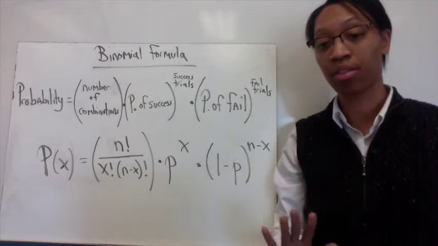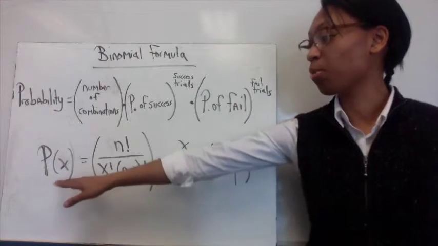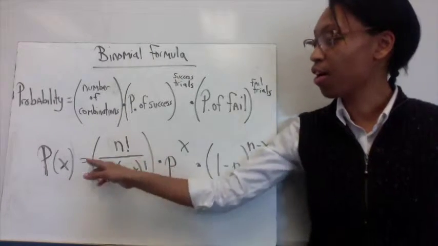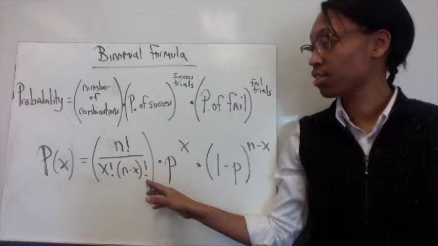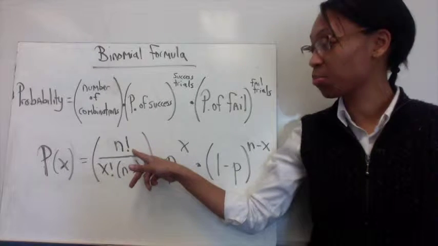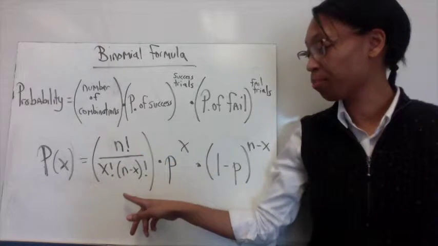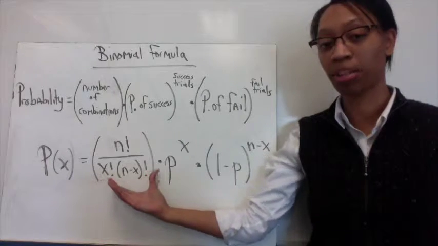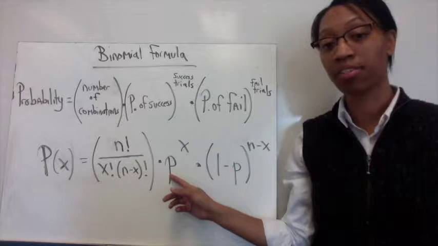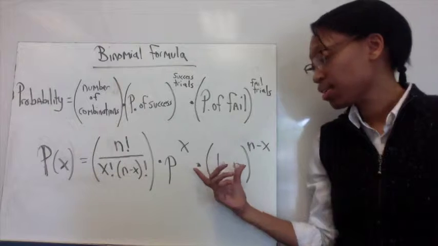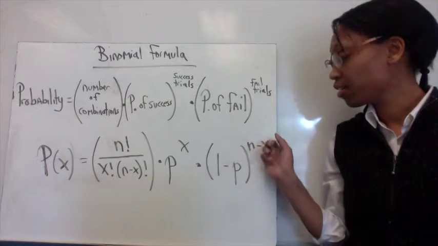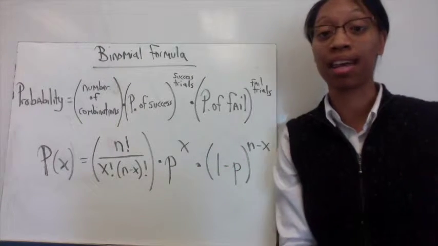So with variables, that would be the probability is equal to, this is the formula for combinations, n factorial over x factorial times n minus x factorial. This exclamation point is factorial, remember that. So we have the number of combinations times the probability of success to the power of x times the probability of failure to the power of n minus x.